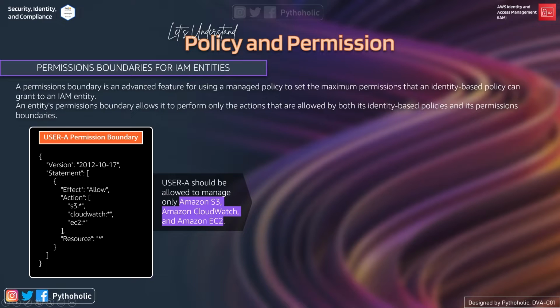Still confused? Let's check this example. When you create an IAM user, you can attach policies and as well define its permission boundary. Remember this.